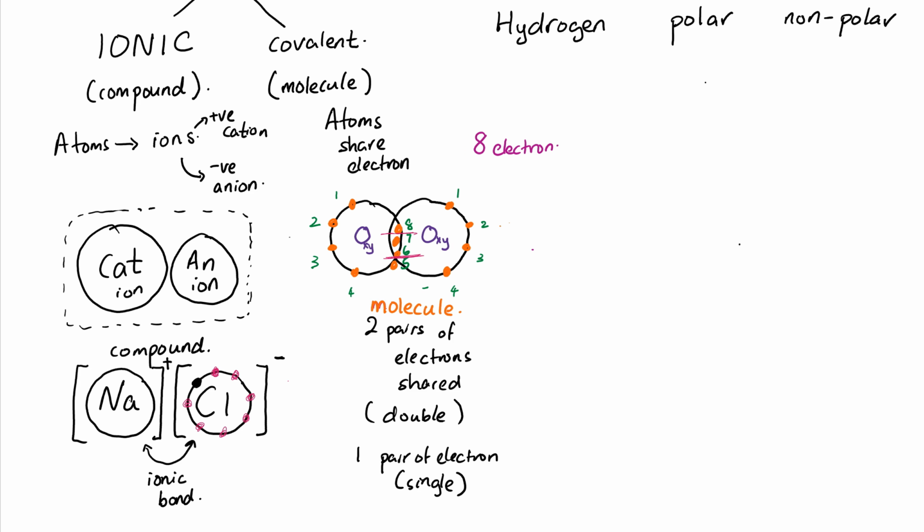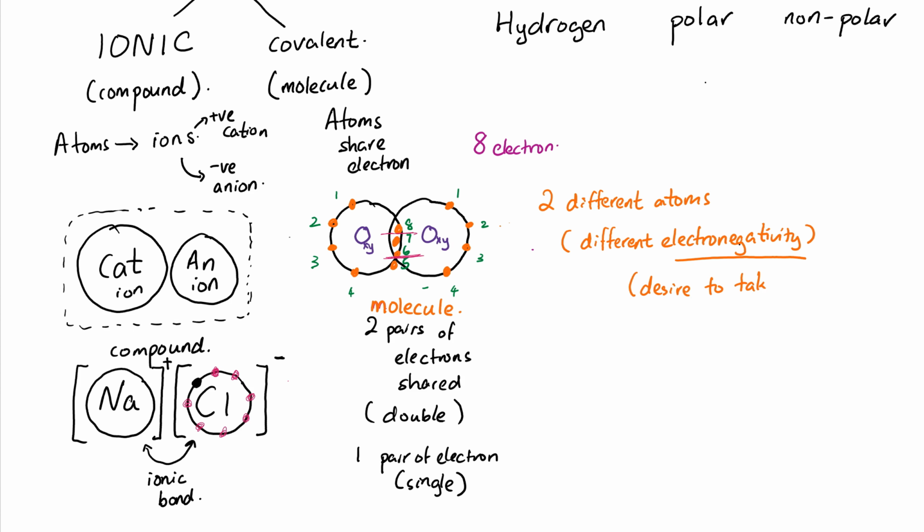When you have 2 different atoms, they could have different electronegativity. Electronegativity is basically the desire to take electrons, correct? So when I have 2 different atoms, for instance, oxygen and hydrogen, they have different electronegativity. And we know that oxygen has a higher electronegativity than hydrogen. So when they are sharing, the electron will become closer to the oxygen, right?